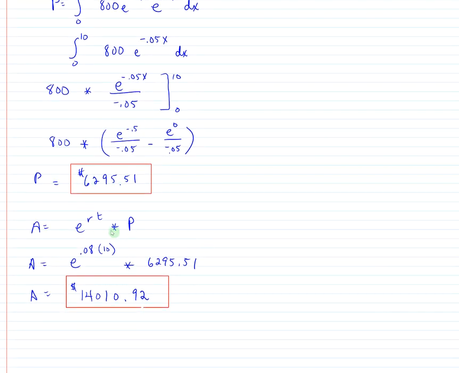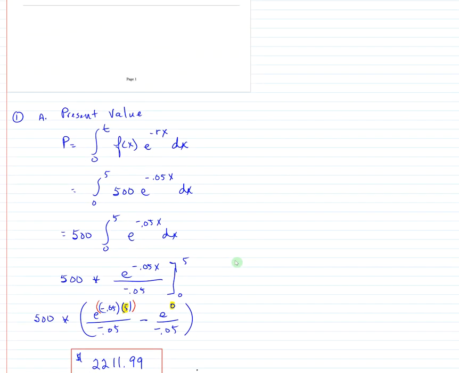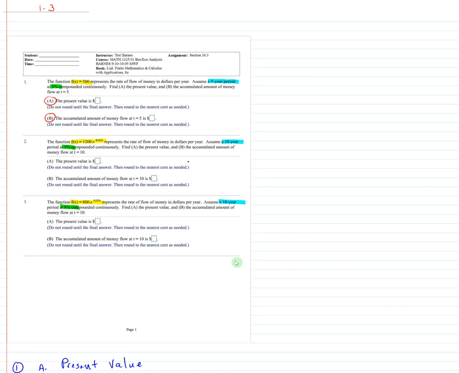The second part of the question, we take the 6295.51, multiply it by e to the 0.08 times 10, and we get this amount, $14,010.92. So really quick calculations, especially if you decide to use the Math 9. So that should get you through 16.3.